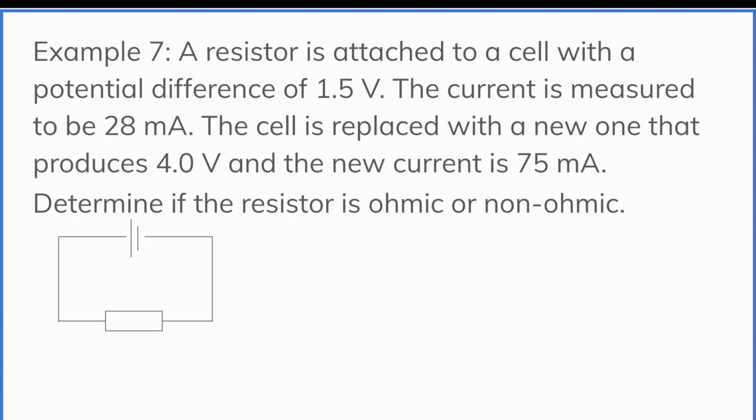In example 7, we have a resistor attached to a cell with a potential difference of 1.5 volts. The current is measured to be 28 milliamps. The cell is replaced with a new one that produces 4 volts, and then the current is 75 milliamps. And we want to determine if this is ohmic or non-ohmic. And the difference is, for ohmic, the resistance is constant. So we're looking to see if we change the potential difference, does the current change in the appropriate amount so that the resistance is the same?